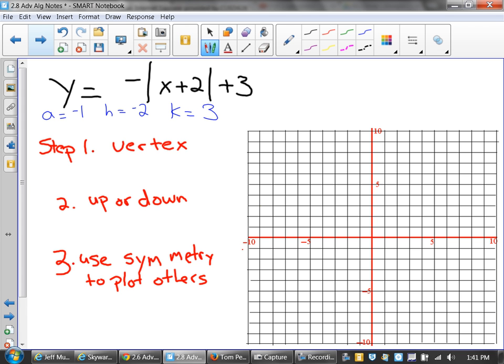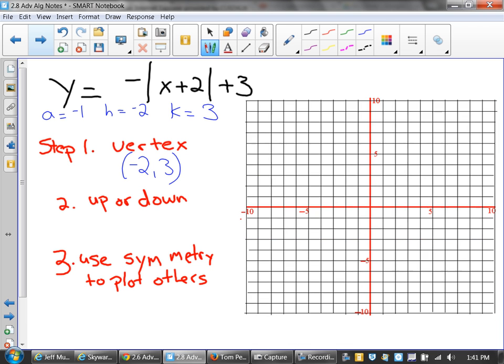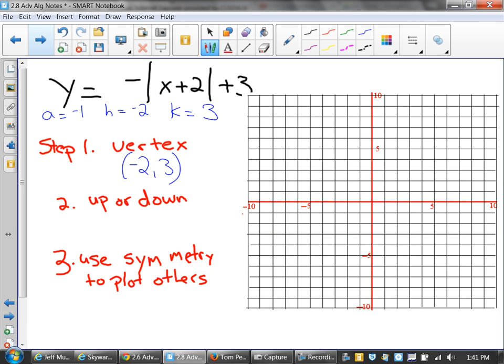Now I need to know where to start this graph. I've got to start at the vertex. The vertex is occurring at -2 and 3, my h and my k. You don't need to worry about open and closed dots on these. They're all just dots. Will this one open up or down? Down. Why is that? Because A is negative. Very good. So it's got to go down.